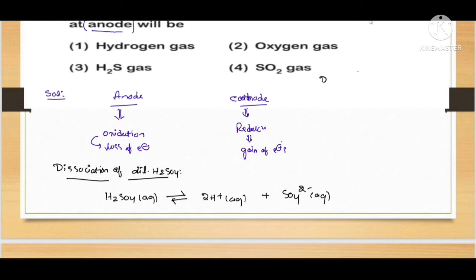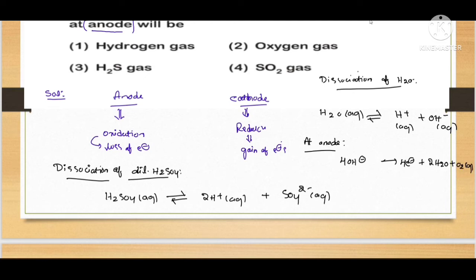How does water dissociate? Let us see the dissociation of water. That means H2O. Here water in aqueous form dissociates to form H+ aqueous plus OH- aqueous. We know that H+ and OH- have higher mobility than dilute H2SO4.